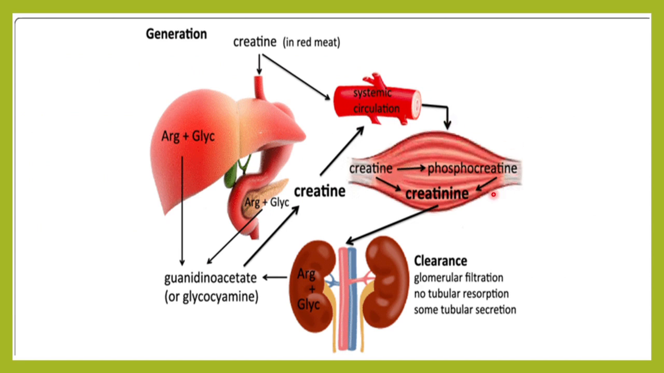So I've told you this is creatinine, which comes from the liver through the blood into the muscle. From the muscle, the creatinine is generated and becomes a waste product, and it is removed via the kidney. So this kidney is going to clear the creatinine. Why do we prefer creatinine? Because it is filtered by the glomerulus.